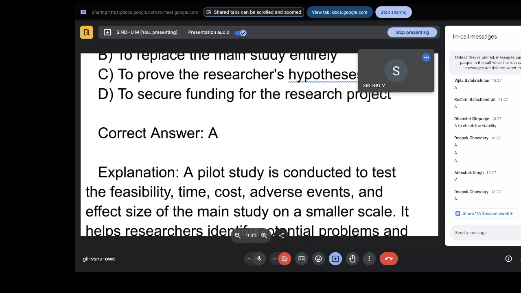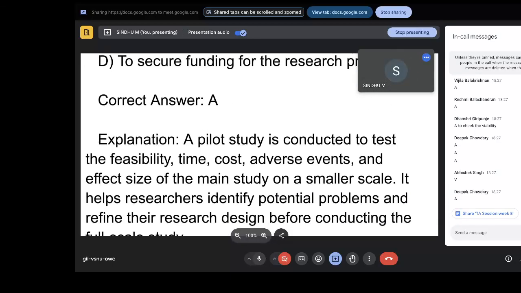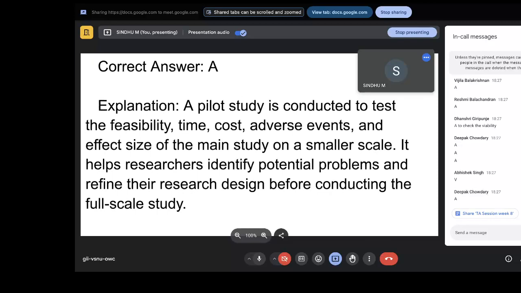The correct answer is option A. So it is to test the feasibility as well as to make any modifications to the research design based on the feedback from the pilot study.